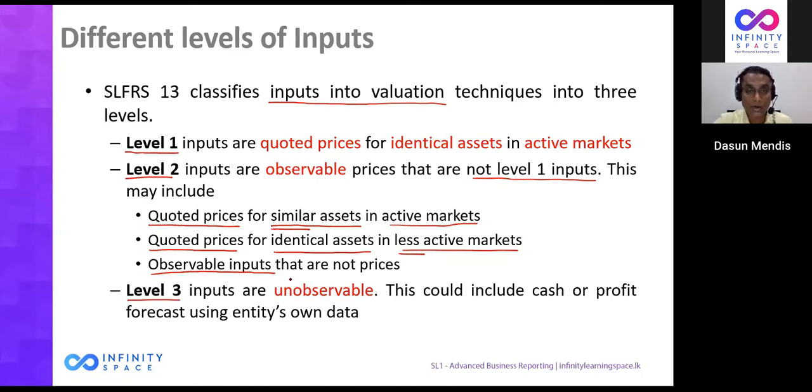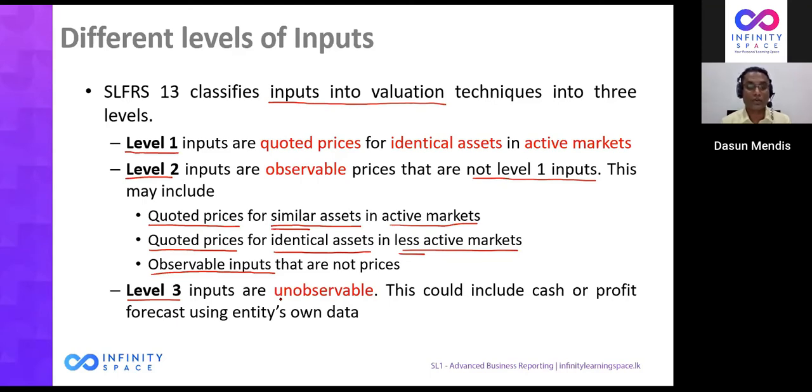Level 3 inputs are unobservable. That means those are entity specific. Market participants can't observe it. A good example I can give you is when you want to measure the value of one cash generating unit that is within your business, you prepare a cash flow forecast, maybe for 5 years, and take the present value of the cash flow forecast. You take the value of the cash generating unit. Now this data you used for the calculation of the present value of the future cash flows is unobservable to the market participants.